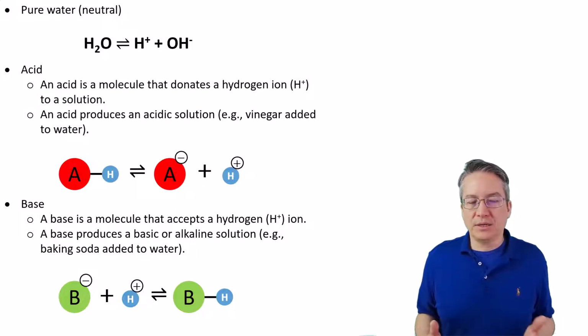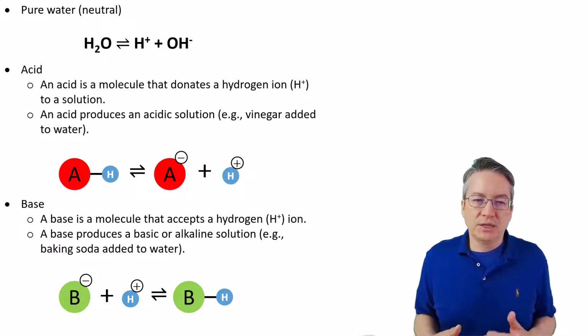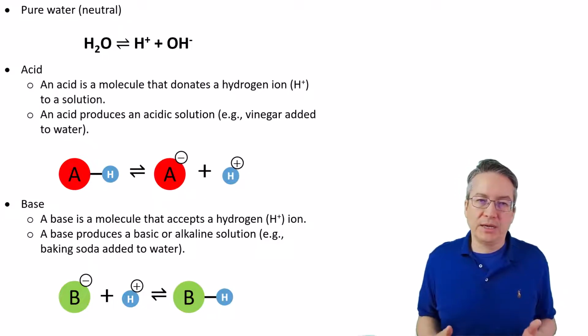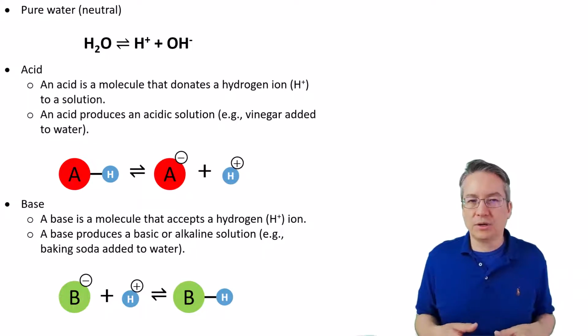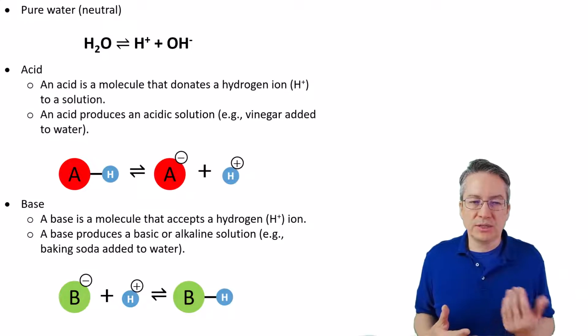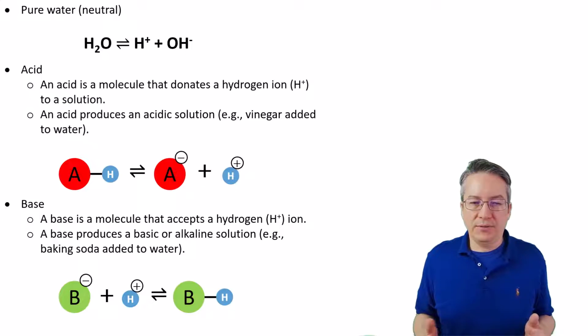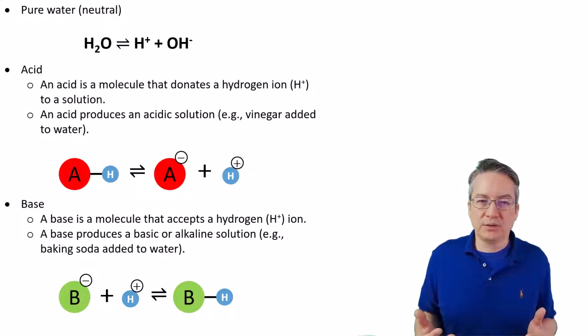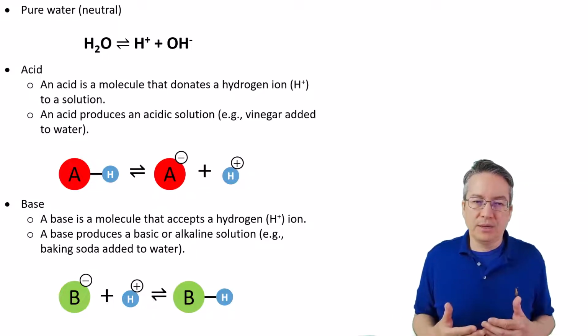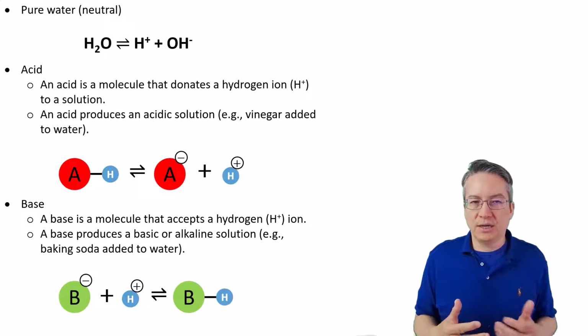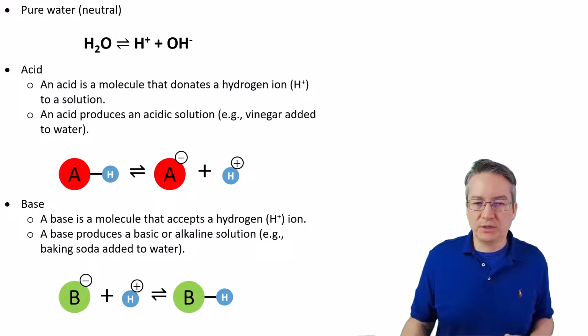Now the opposite of an acid is a base. A base is a molecule that accepts hydrogen ions. So a base produces a basic or alkaline solution. An example would be baking soda, which you can find in just about any kitchen. You add it to water and you will make a basic solution. So let's take a look at how that works. We have our base, and if you have hydrogen ions, and there's always some hydrogen ions in water, they can combine. So it's actually accepting a hydrogen ion, and it's in effect reducing the hydrogen ion concentration of the solution.